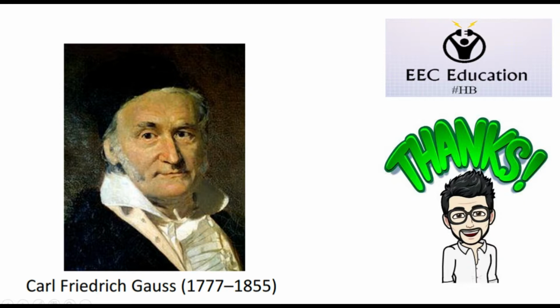Gauss law, or Gaussian law, is an alternative method to calculate the electric field. Johann Carl Friedrich Gauss was a German mathematician and physicist who made a significant contribution to many fields in mathematics and science. He makes solving electric field problems easier.